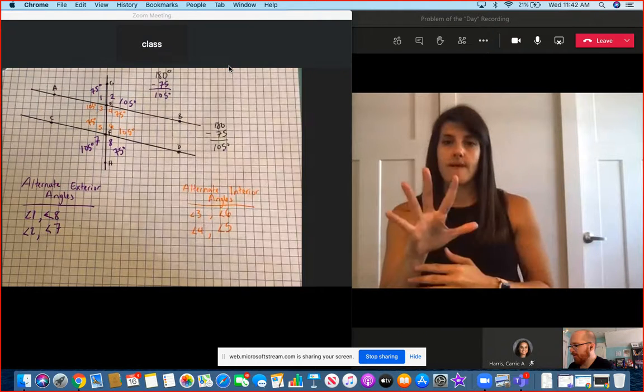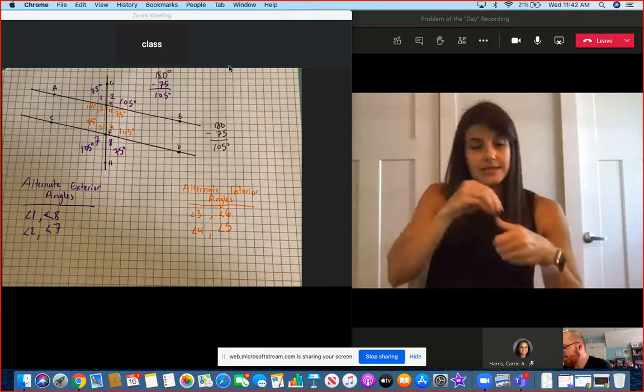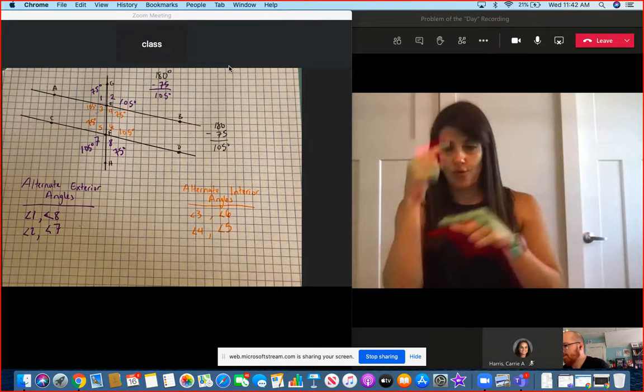So today we applied our knowledge of interior and exterior angles to solve for missing values.